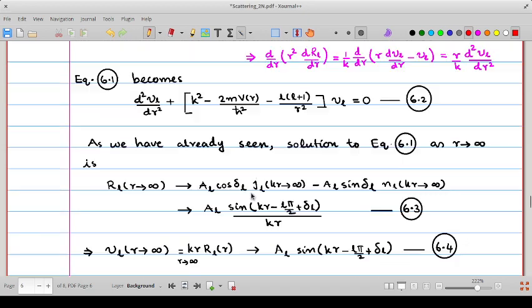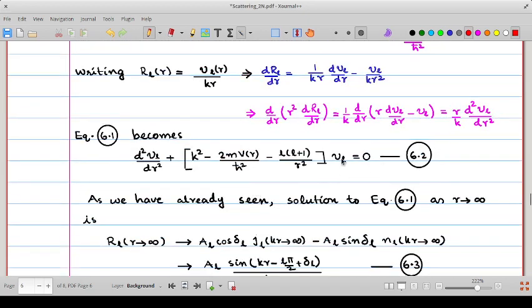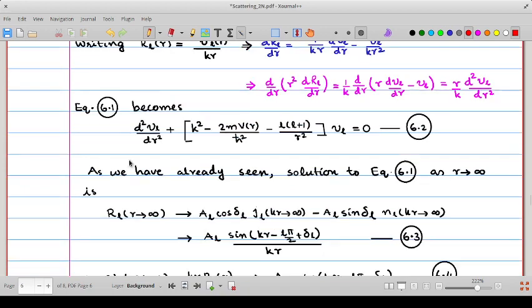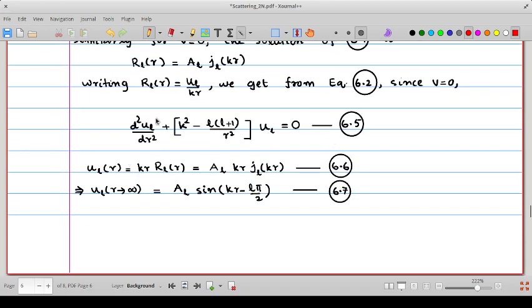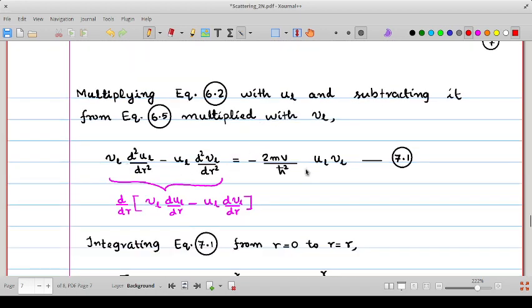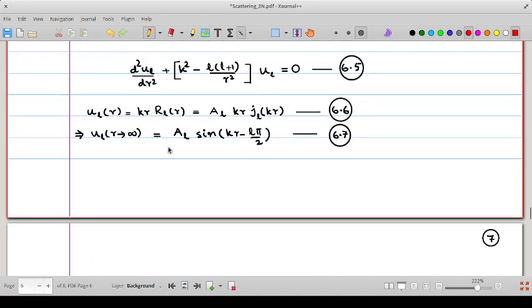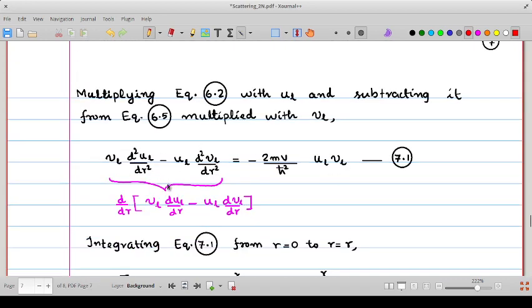Now, we multiply this equation with UL and this equation with VL and subtract the first one from this. We get the following result. The terms other than these ones get cancelled and we get VL d²UL/dr² minus UL d²VL/dr² is equal to minus 2mV/ħ² times UL VL.